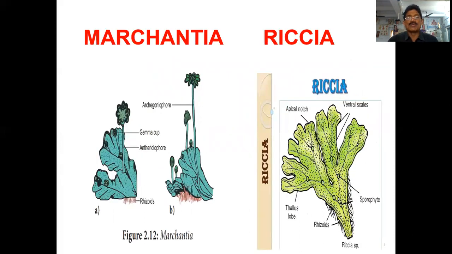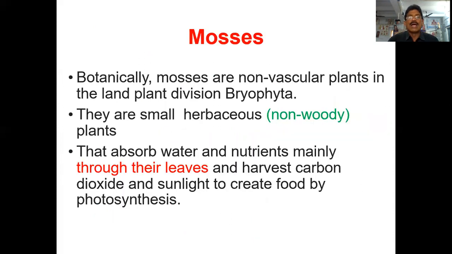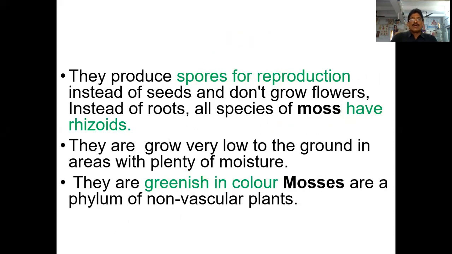So when you see examples like Marchantia and Riccia, and when you come to the mosses, these mosses are botanically non-vascular plants in the land plant division Bryophyta. They are small, herbaceous, non-woody plants. The plants absorb water and nutrients mainly through their leaves and harvest carbon dioxide and sunlight to create food by photosynthesis. They produce spores for reproduction instead of seeds and do not grow flowers.